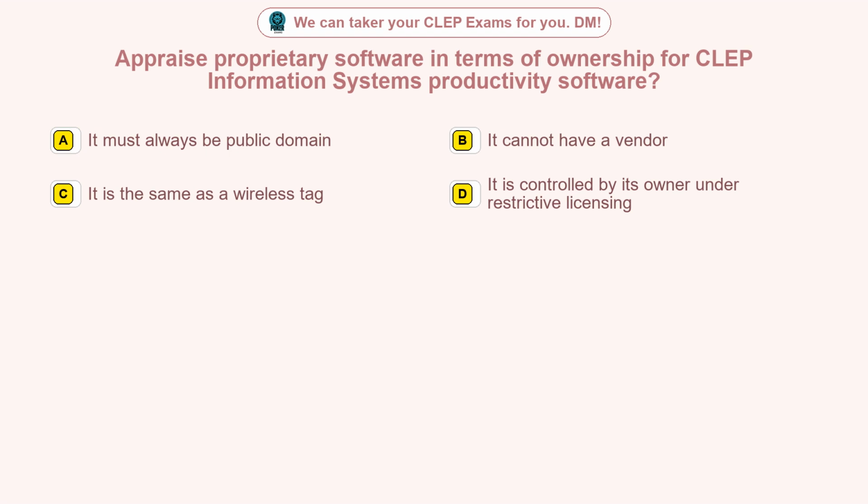Question 94. Appraise proprietary software in terms of ownership for CLEP Information Systems productivity software. Option A. It must always be public domain. Option B. It cannot have a vendor. Option C. It is the same as a wireless tag. Option D. It is controlled by its owner under restrictive licensing. The correct answer is option D. It is controlled by its owner under restrictive licensing.